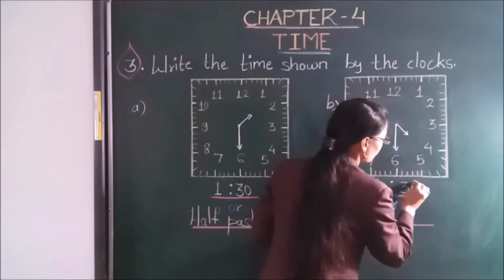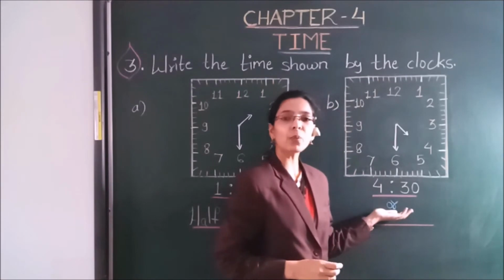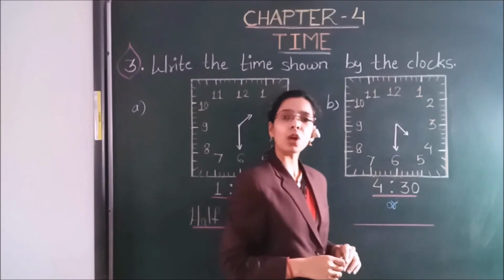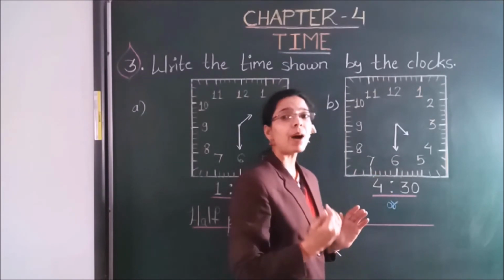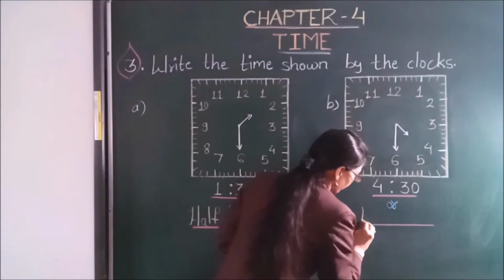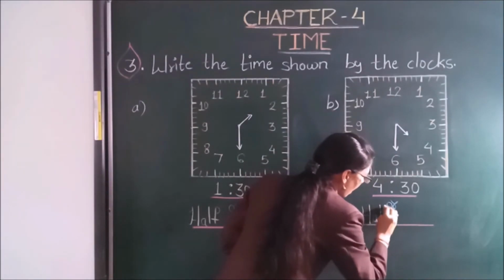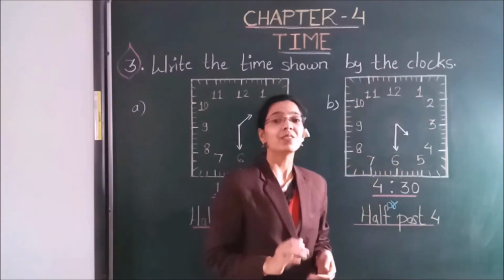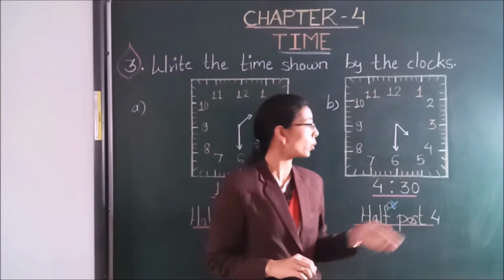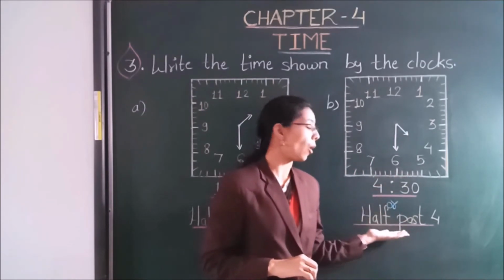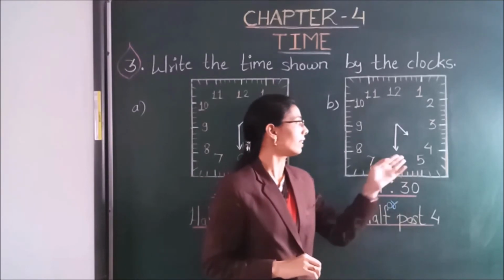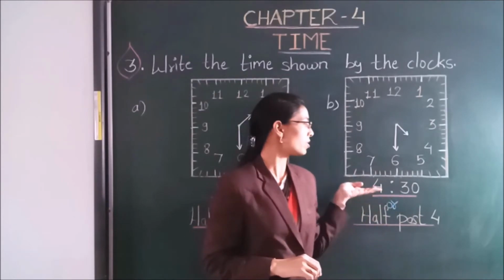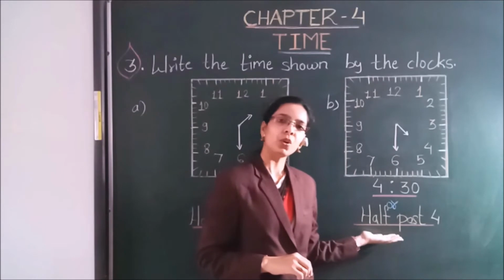So 4:30. Time is 4:30. Or in another way, how will we write it? This hour hand has crossed 4. So half past 4. If the minute hand is at 6, it shows 30 minutes and it is called half past. Okay, and here this hour hand has crossed 4. That is why we have written here 4. So time is 4:30 or half past 4.